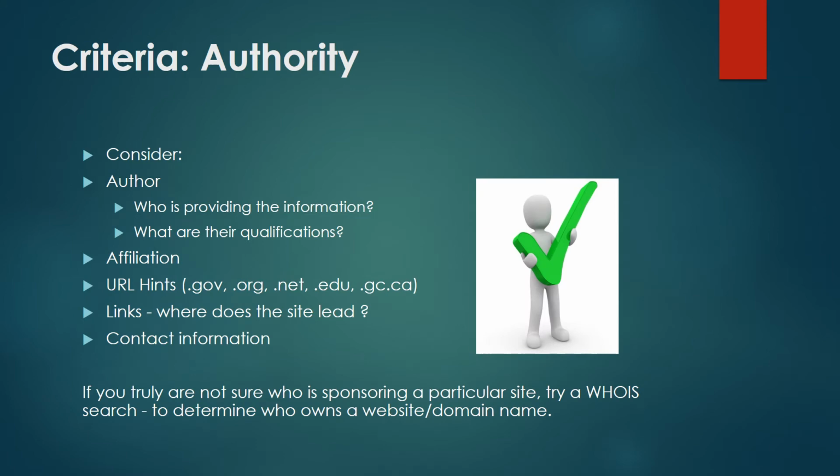The first criterion is authority and accuracy. When judging the authority of a website, look at the following. The author, who is providing the information, and what are their qualifications. The affiliation, any URL hints such as .gov, .org, .edu, .com, .gc.ca. The links, that is to say, where does the site lead you, and the contact information. If you really are not sure who is responsible for a particular site, try a Whois search to determine who owns a website domain name.